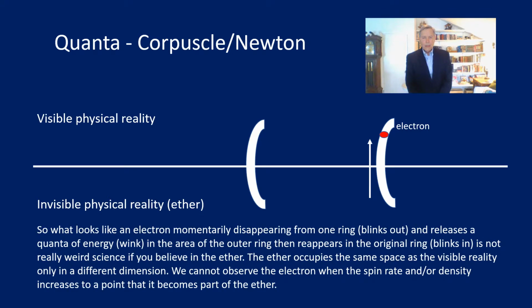So what looks like an electron momentarily disappearing from one ring, blinking out and releasing a quanta of energy, wink, in the area of the outer ring, then reappearing in the inner ring, blinks in, is not really weird science if you believe in the ether. The ether occupies the same space as the visible reality, only in a different dimension. We cannot observe the electron when the spin rate and/or density increases to the point that it becomes part of the ether.